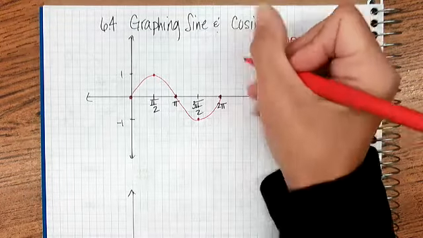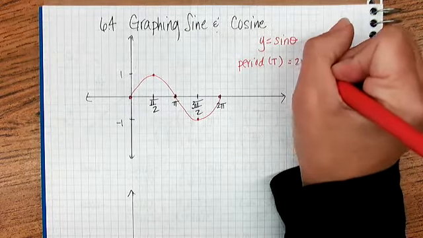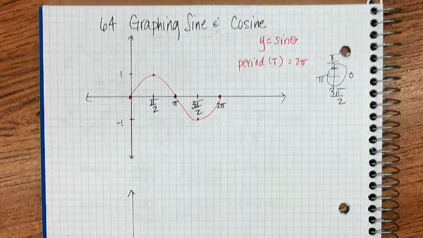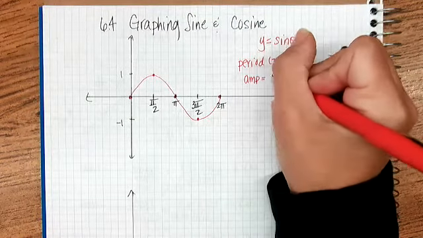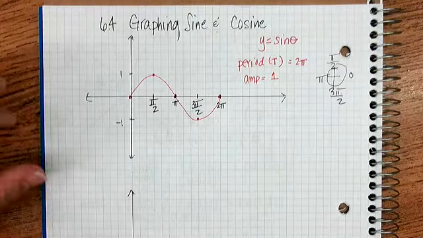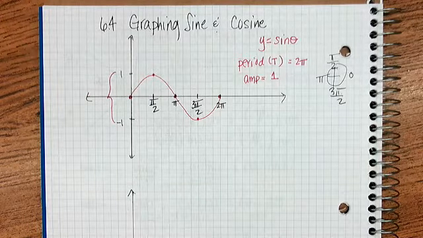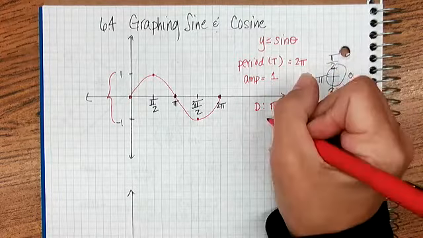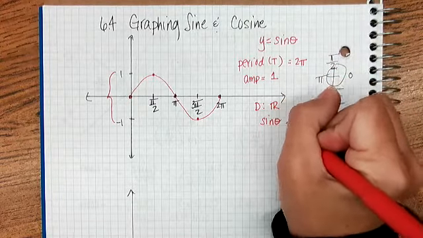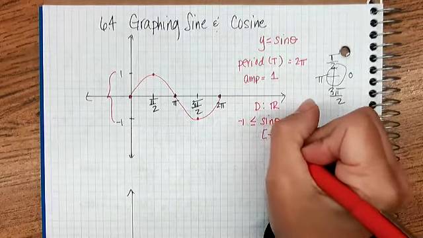The period is 2 pi. The period will also be known as T. Period, also known as T, is 2 pi. And the amplitude is half of the height. The height of this graph is from 1 to -1, and the amplitude is half of that. And then our domain is all real numbers, and our range is between -1 and 1, also known as [-1, 1].